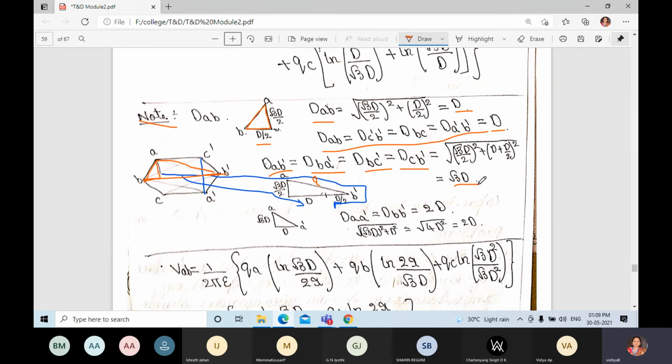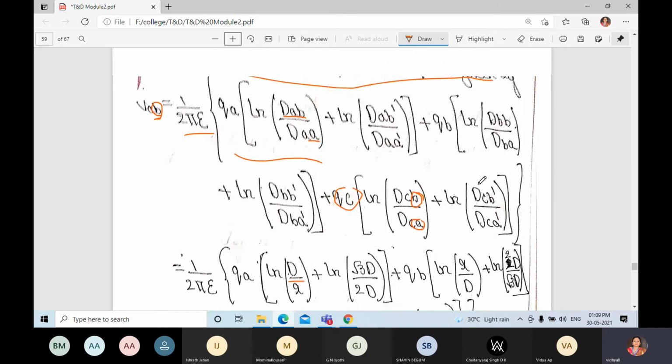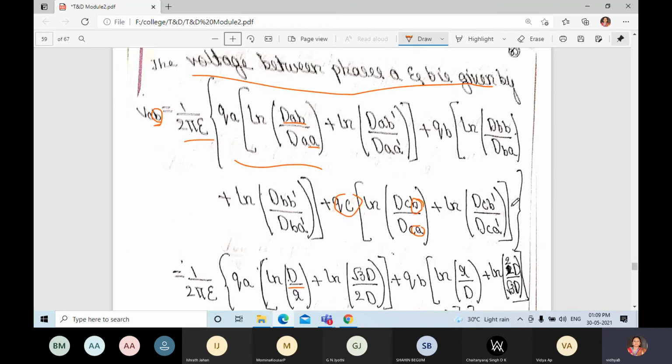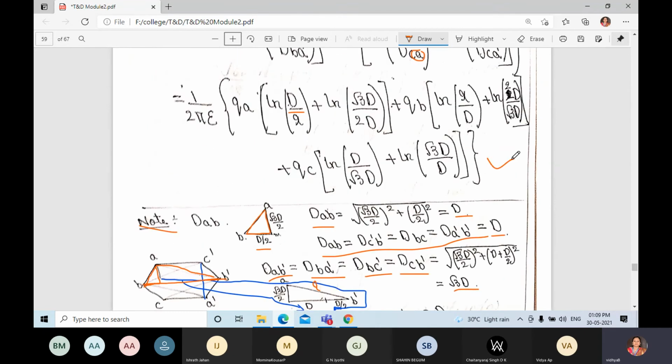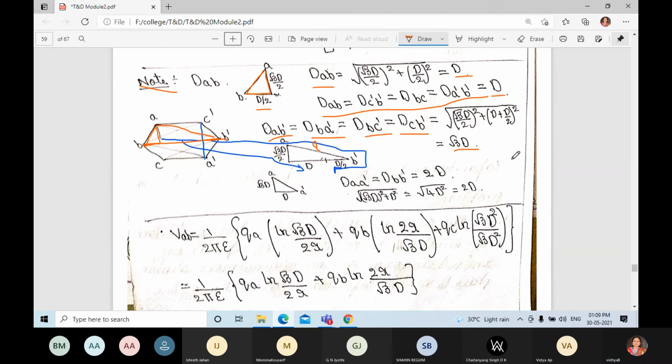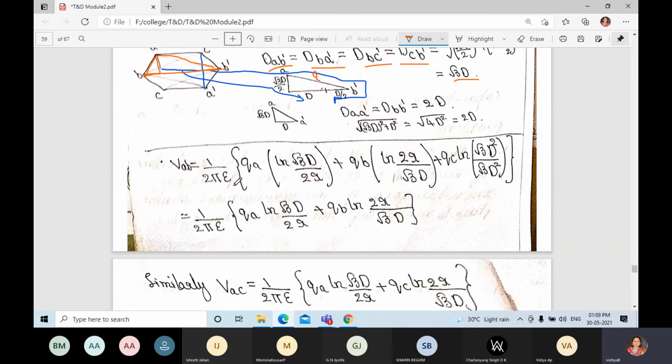First we should find out the distance, and next we need to substitute in this equation. Then only you'll get this equation: 1 divided by 2 pi epsilon, QA ln square root of 3D divided by 2R, plus QB ln 2R divided by square root of 3D, plus QC ln square root of 3D square divided by square root of 3D square.